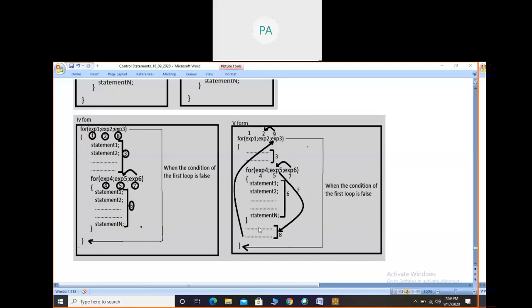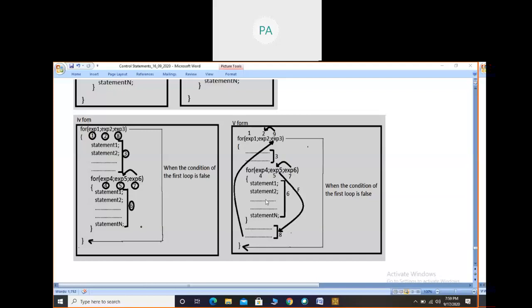Okay, what I have written: after the second loop, after the closing brace of the second loop, some statements are present within the first loop. So within the opening brace and closing brace of the first loop. When you put opening brace and closing brace, whatever you write within that is considered for that particular block or for that particular loop.